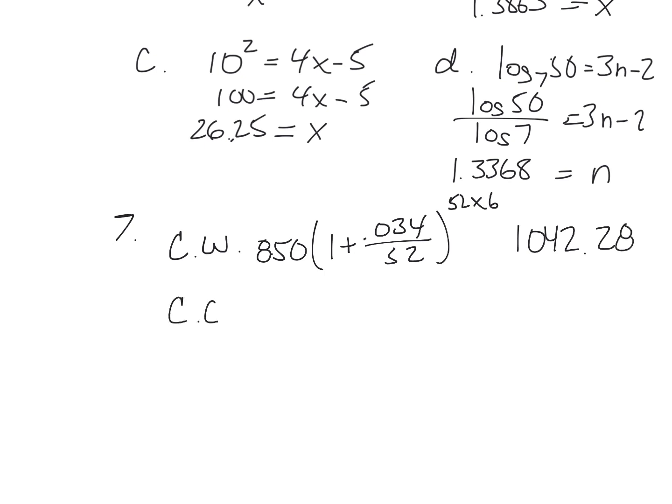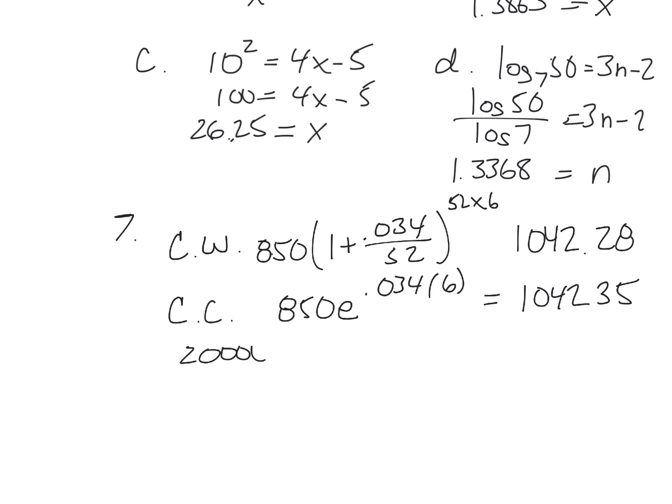Compounded continuously means infinite number of times. We're going to use PERT, 850 times e to the 0.034 times 6 power. Should be just a little bit more than it was, so $1,042.35. And then the last one, we want to know when will it be worth $20,000.